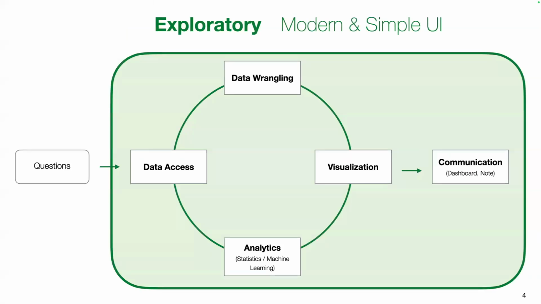Exploratory provides five pillars of functionality. One is data access, and then you can also do data wrangling, which is actually today's theme: transform and clean the data. Then you use charts to visualize the data, or use analytics to analyze the data to find deeper insights that help you make better decisions. And once you find the insights, you want to communicate with others. So Exploratory provides notes and dashboards to communicate your findings.